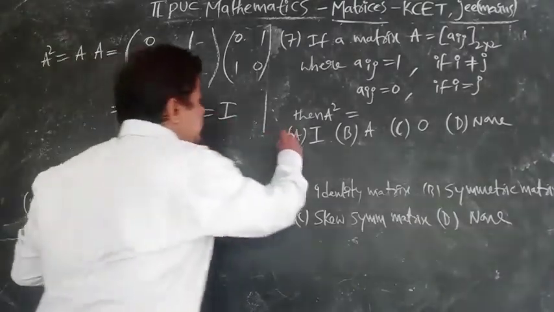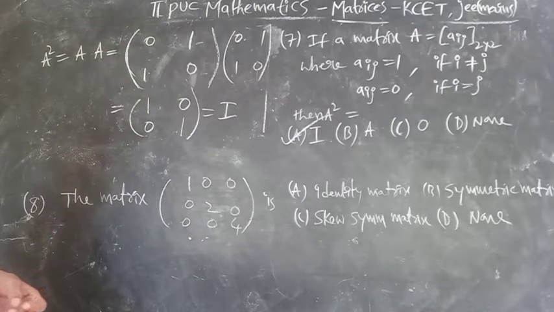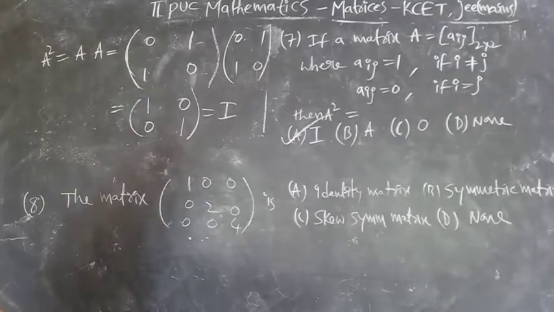So which option is the right one? Option A is the right one. Okay, option A is the right one. Next we will move to the next question. See, question number 8.